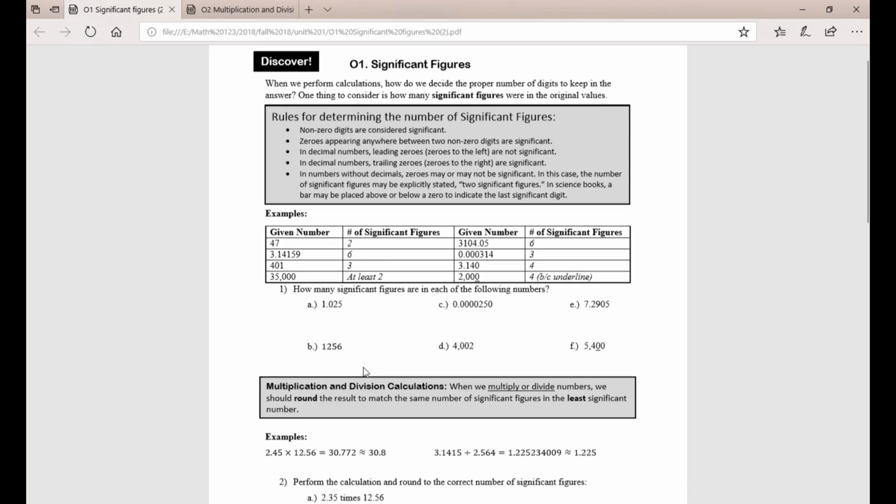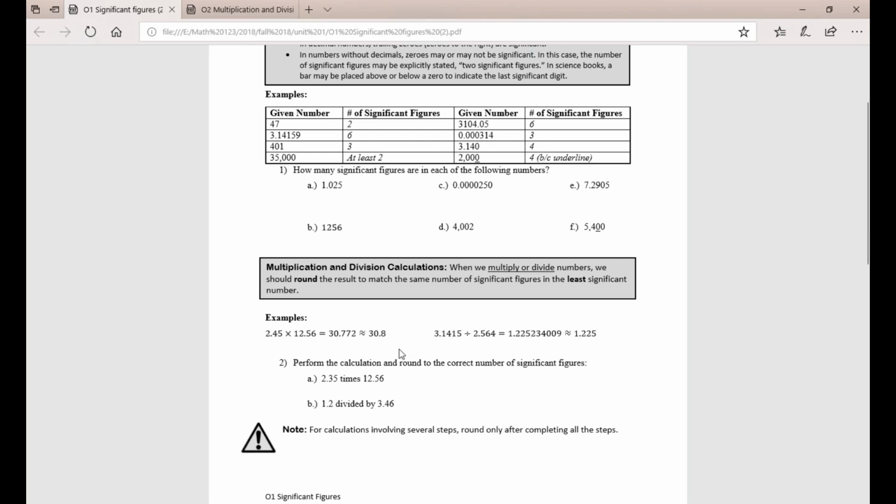Now, how do I multiply and divide with numbers that have significant figures? Let's take a look. So in this case, I've got a 3-digit number, 3.45, times a 4-digit number, okay, 12.56. So look at the rules here. It says when we are multiplying or dividing numbers, we should round the result to match the same number of significant figures in the least significant number. Okay, the least significant number. So this one has 3 digits. This one has 4 digits.